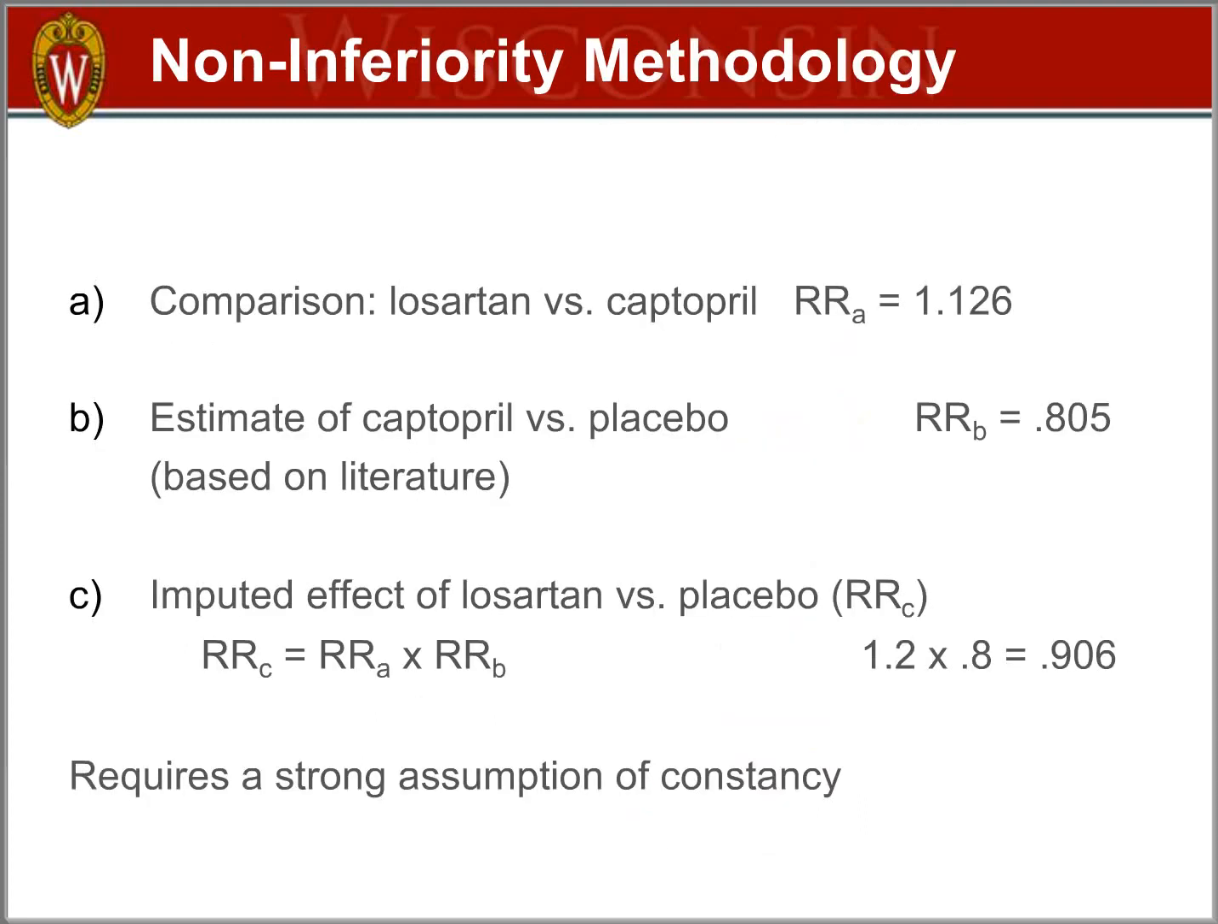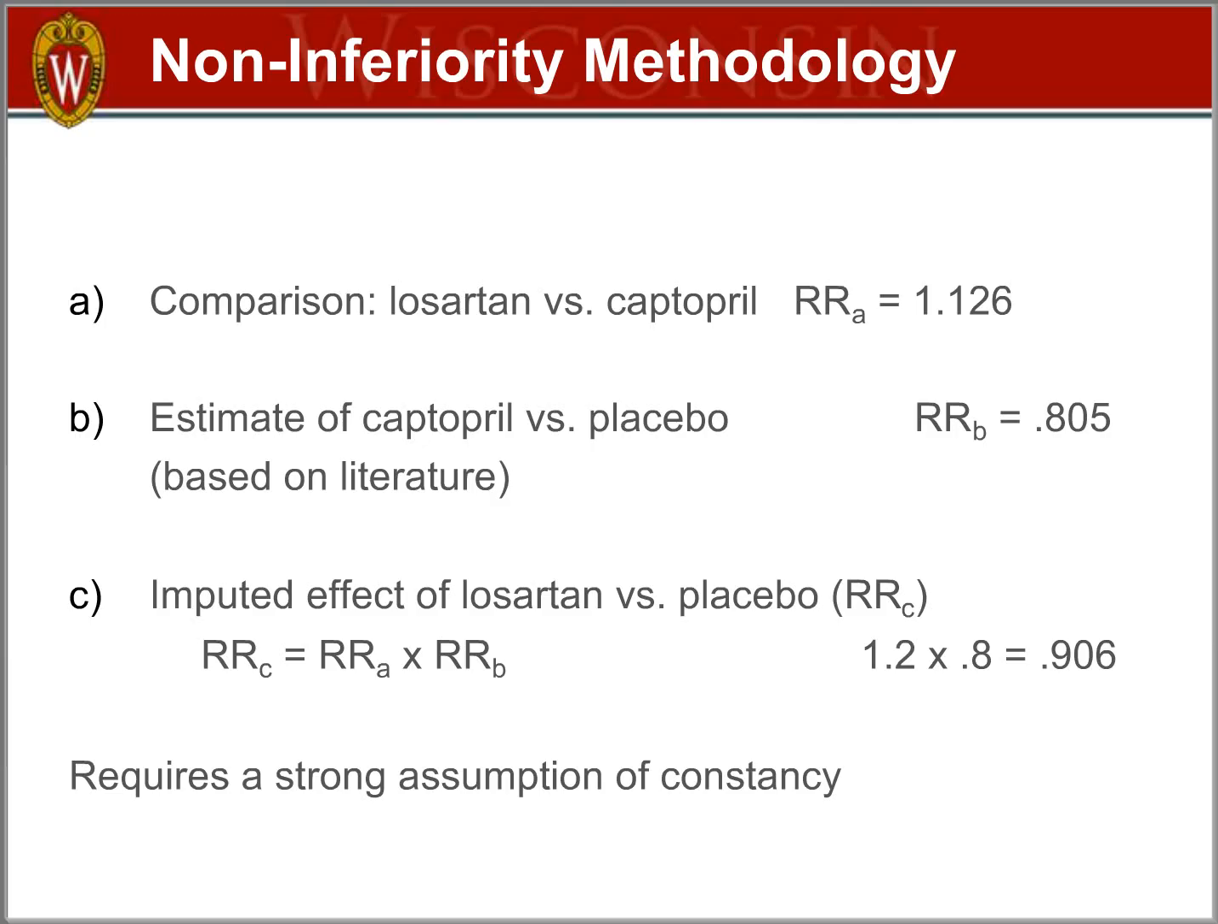To illustrate the imputation aspect, I've listed here three relative risks. The first one is the one we just looked at, the comparison of losartan to captopril, where the relative risk was 1.126. Historically, based on literature, trials which compared captopril, the standard, versus placebo, indicated a relative risk of 0.8. There's a reduction of 20% almost in the mortality rate.